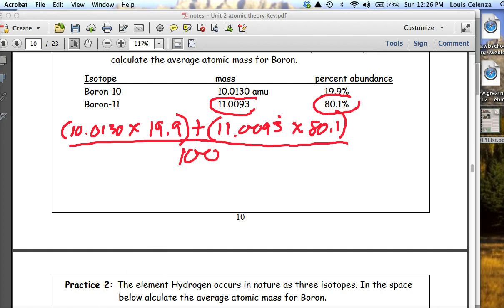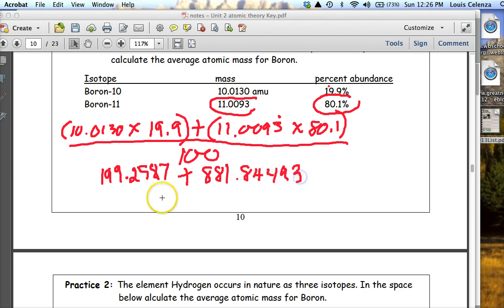So I'm just going to take a second here to pause. Alright, so here's what happens. When you multiply these two numbers, I get 199.258, and you don't have to worry about significant figures. When you multiply these two numbers, you get 881.84493. So I'm going to add those two numbers up and then divide by 100.